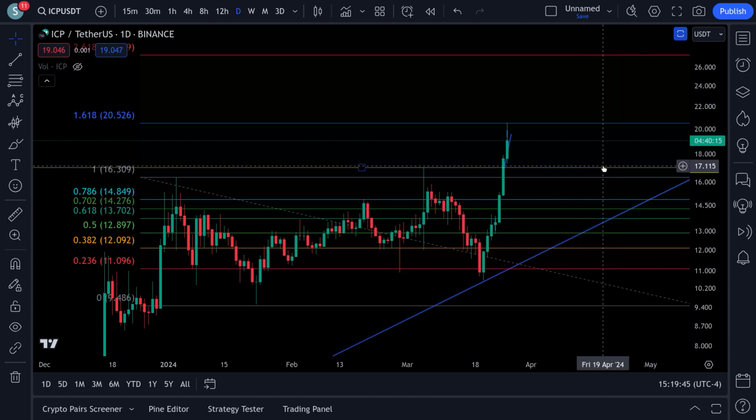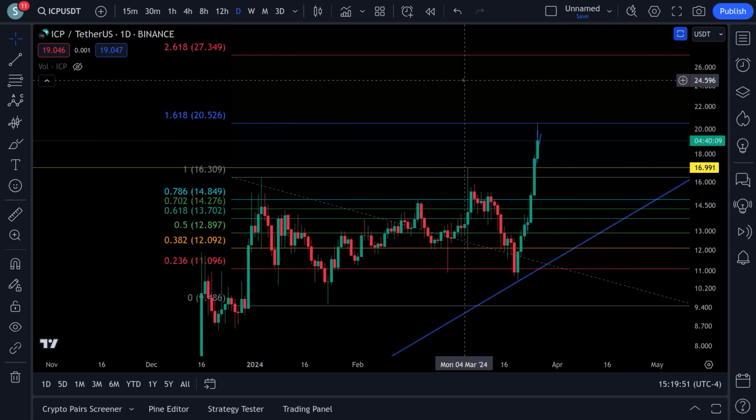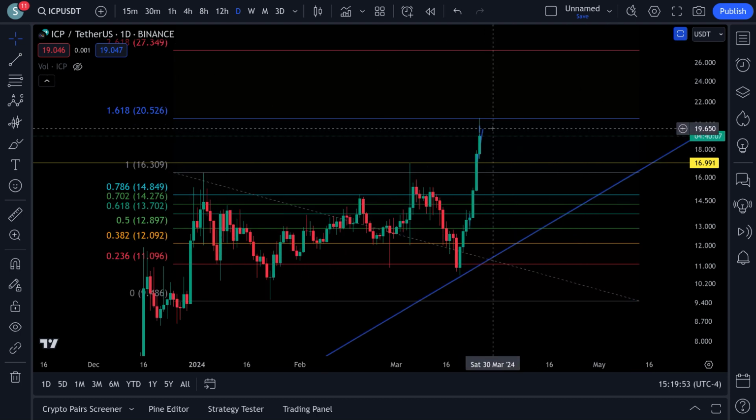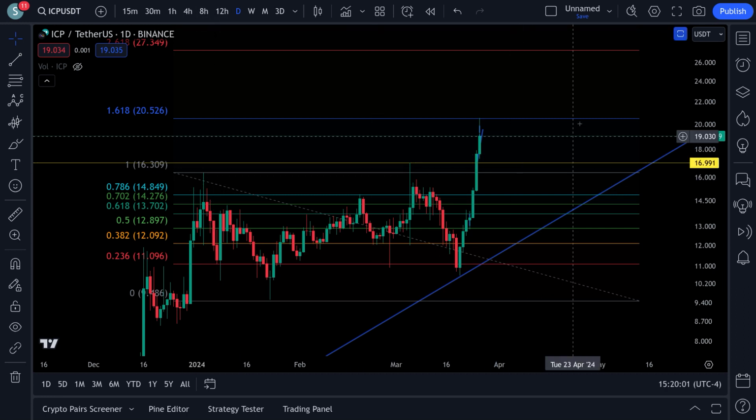Keep an eye on this. Keep an eye on that $20.54. If it would take it out, look for 27.34. But quite honestly, I'm looking for a correction here, an ABC pullback. That'll pull all of these RSIs down on the 12, the 8, and the 4. Get them all reset, and then we'll work on our next push up.